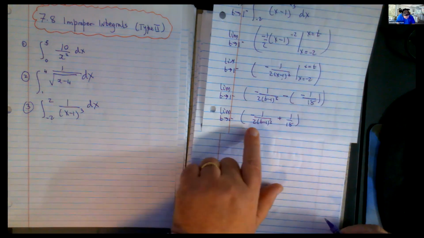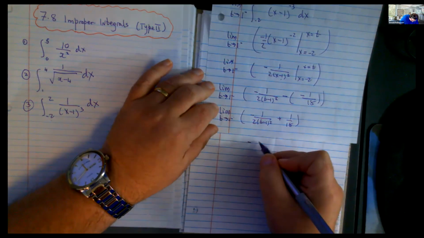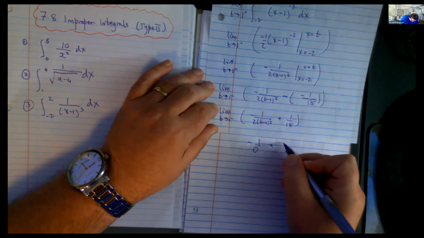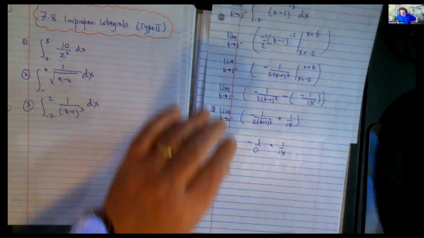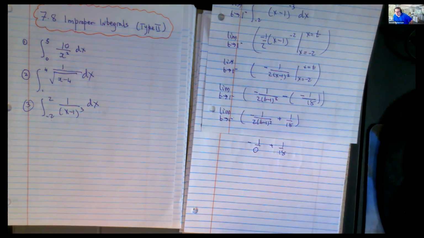Okay, let's plug in 1 and see what we get. We get -1 over 0 plus 1/18. What does 1 over 0 tell us? What's 1 over 0 equal to? Would that be infinity? Yeah.